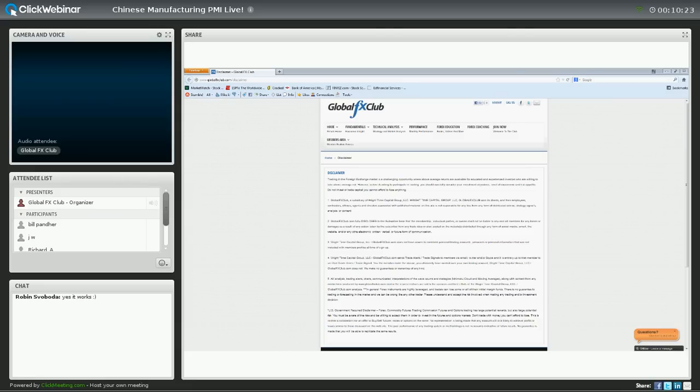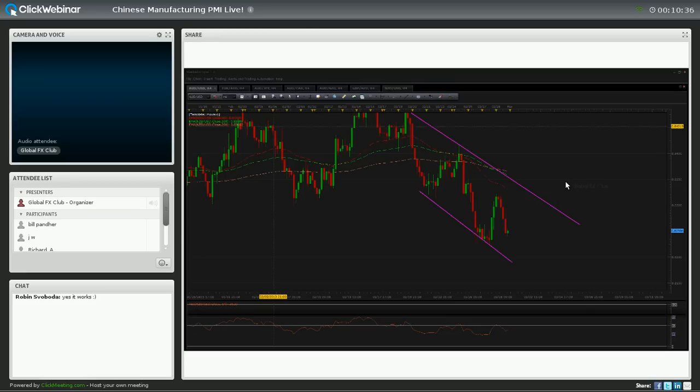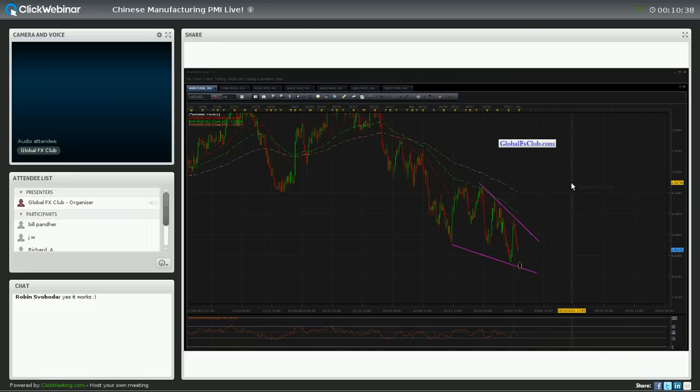And then two, Aussie pairs just tend to be very risk sensitive in general. So any sort of risk, good or bad reaction is going to impact the Aussie. So that's why we are looking at mostly Aussie pairs. So we're going to start with Aussie Dollar.